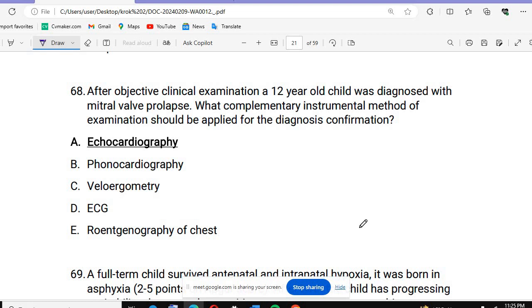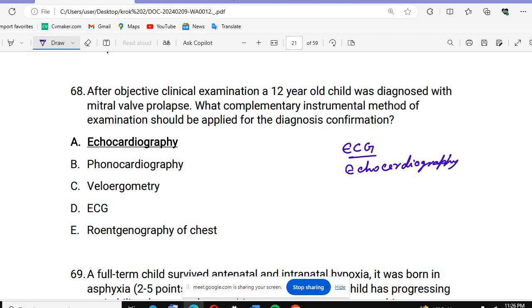After objective clinical examination, a 12-year-old child was diagnosed with mitral valve prolapse. What complementary instrumental method of examination should be applied for diagnosis confirmation? If you see this type of question, there are many similar questions where you will get ECG as an option, and along with that echocardiography as an option.